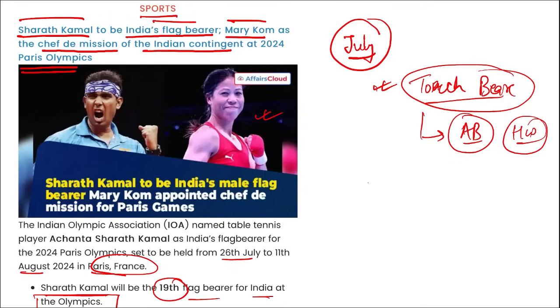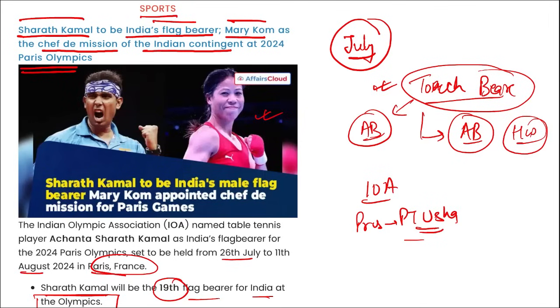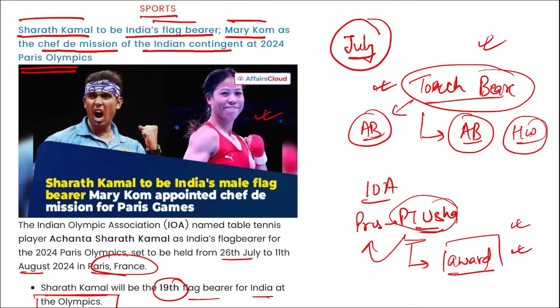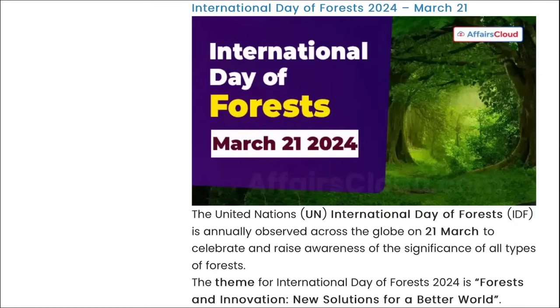Next, if we talk about the Indian Olympic Association, who is the president here? PT Usha. Okay, I'll give you the name. Who will be the torch bearer? Abhinav Bindra. Your homework will be: PT Usha was awarded with an award recently. What is the name of that award? You tell me this, right? This is more important. We have seen who will be the torch bearer, Abhinav Bindra. But PT Usha, who is the president of the Indian Olympic Association, was awarded with an award. What is the name of that award?